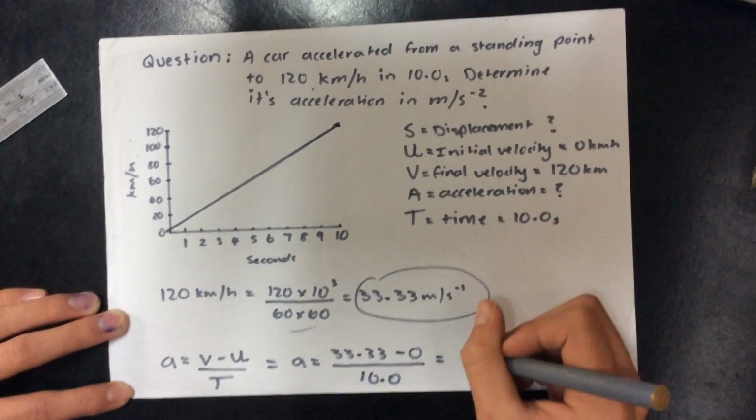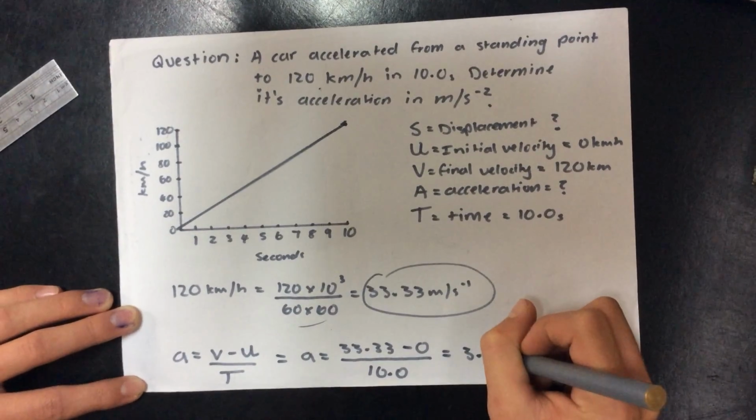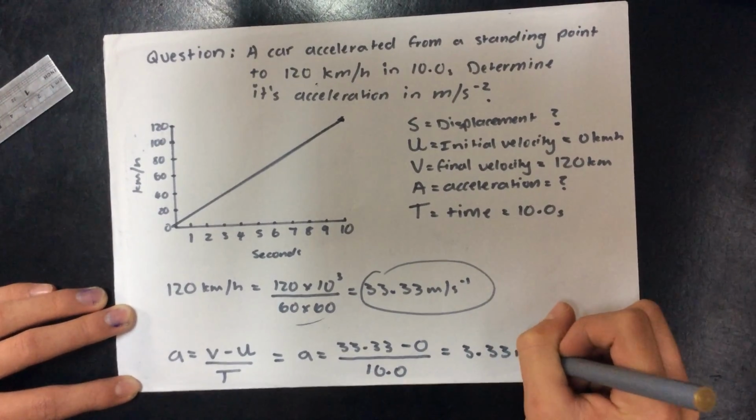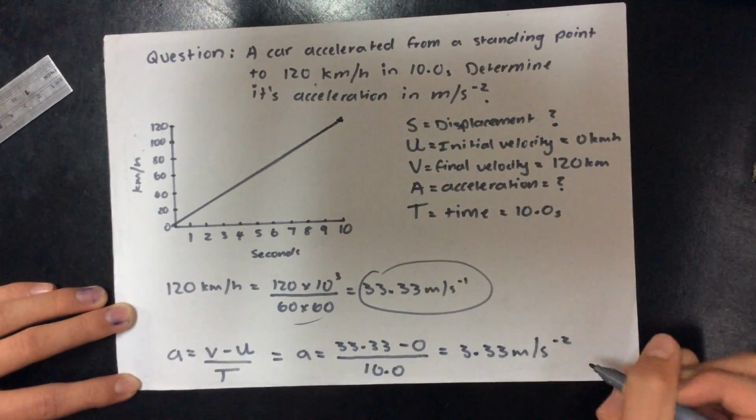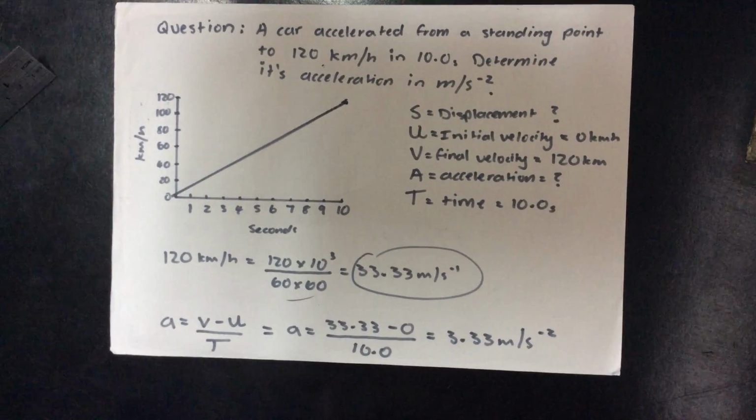And if you type that in your calculator, that should equal 3.33 meters per second squared. And that is how you find the acceleration.